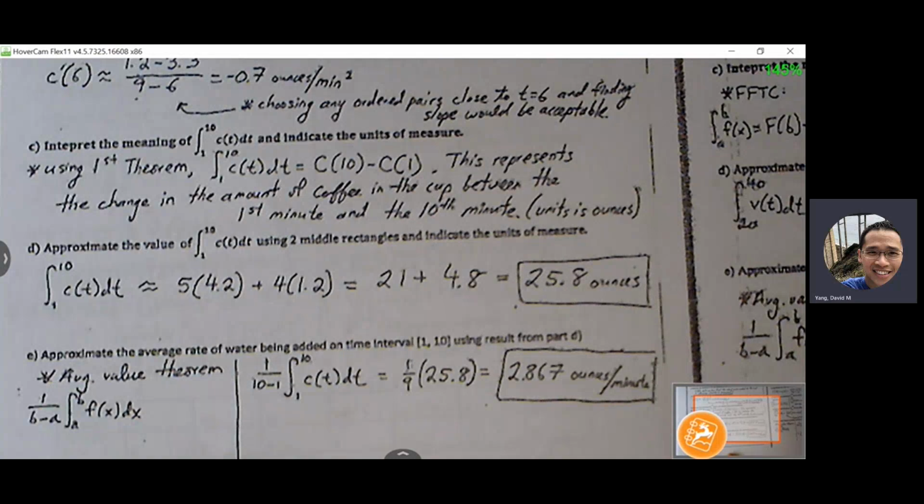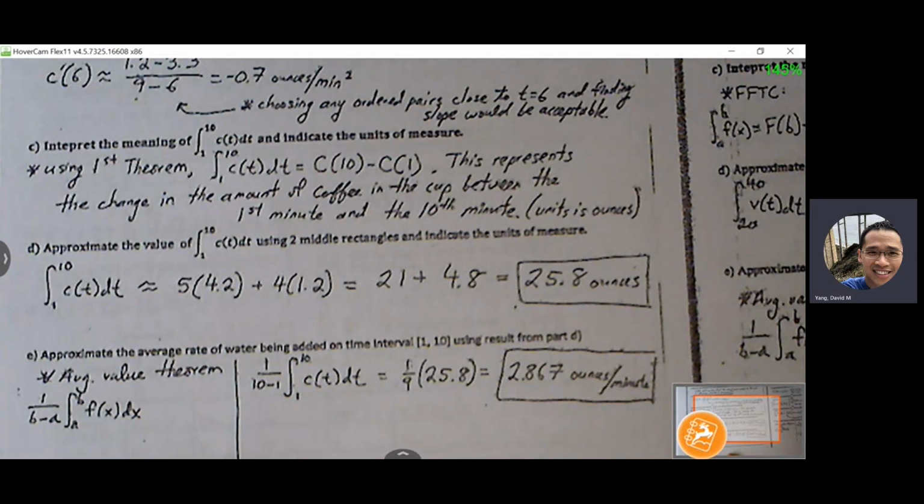To 21 plus 4.8. Again, why do we not leave this as ounces per minute? Integral, good, right? If we're starting with ounces per minute, we're going to have to change the bounds, strip away that rates, and we have to change the units to ounces.